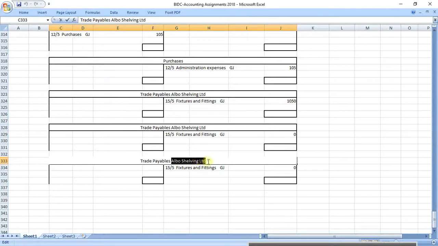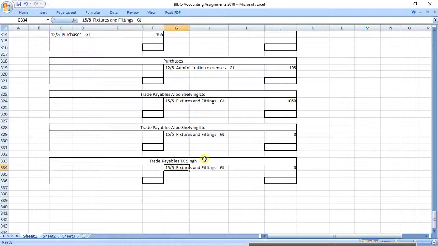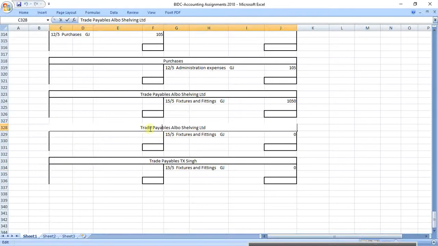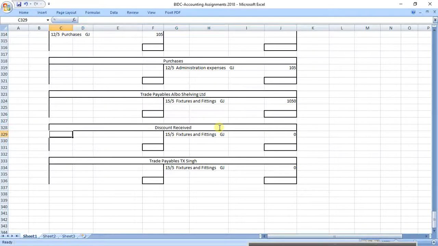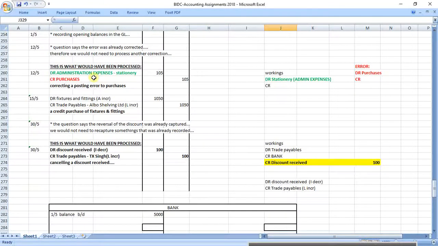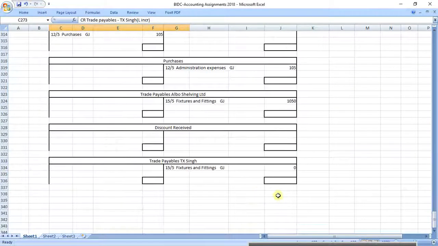Okay. Who was this again? Sing. TX. Okay. And this was the discount. Discount allowed or received? Received. Okay, so discount received. Trade payables, Sing. What do we do to Sing's account? Let's go back and see. We debited Sing's account with 100. Yeah, we received a discount. Right, so 100 is going to go there.